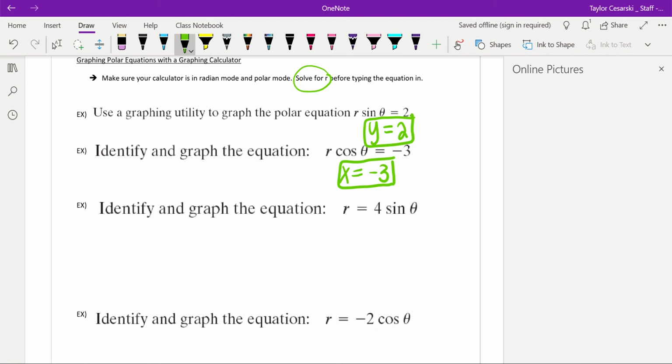Alright, now this one is a little bit more complicated. You notice this one is 4 sine of theta, there's no r on either side. So what I'm going to do is multiply both sides by r. So I get r squared equals 4r sine of theta. Now I have this r sine of theta, and I know that r sine of theta equals y. So this is just 4y, and r squared is x squared plus y squared.